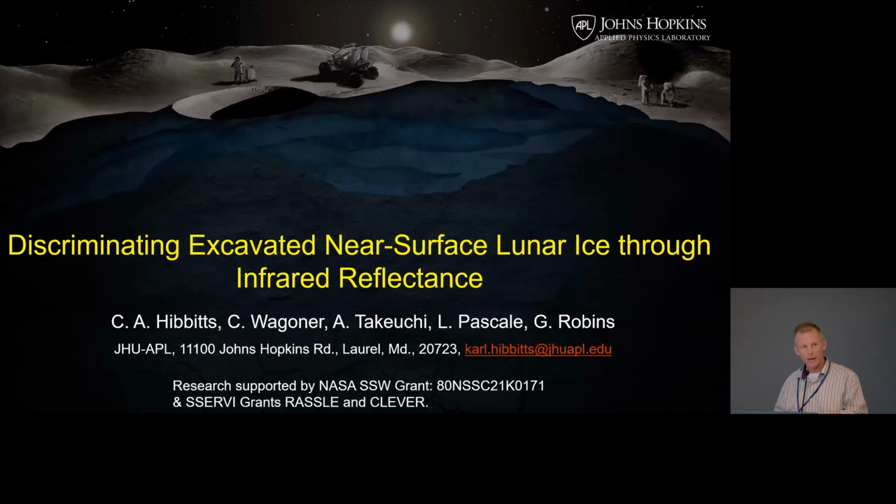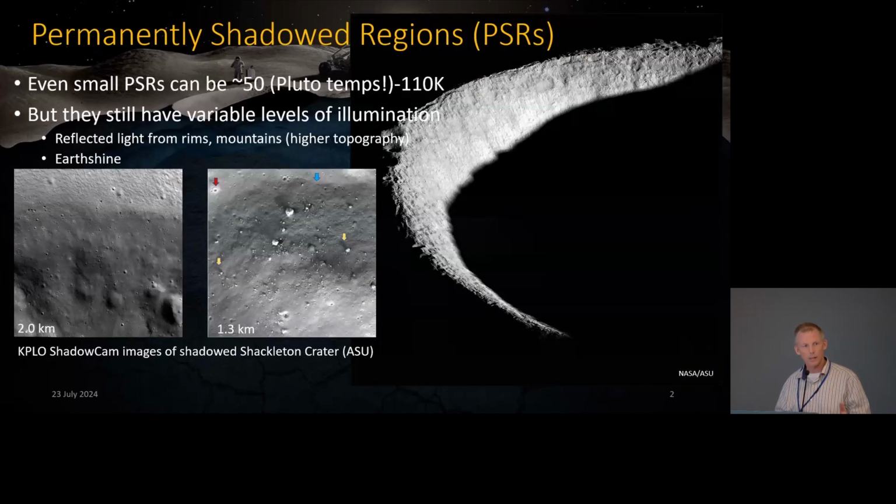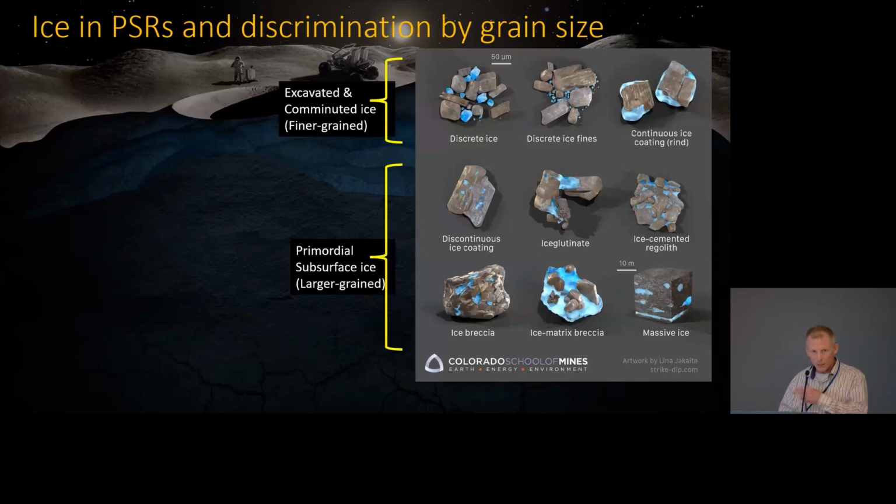The only way you can do that is by looking at the surface and being able to disentangle the signatures of the ice. Keep in mind that this material is most likely going to be intimately mixed in with the regolith. I don't need to talk about PSRs to this group, but I should remind us of what the different forms of water ice can be.